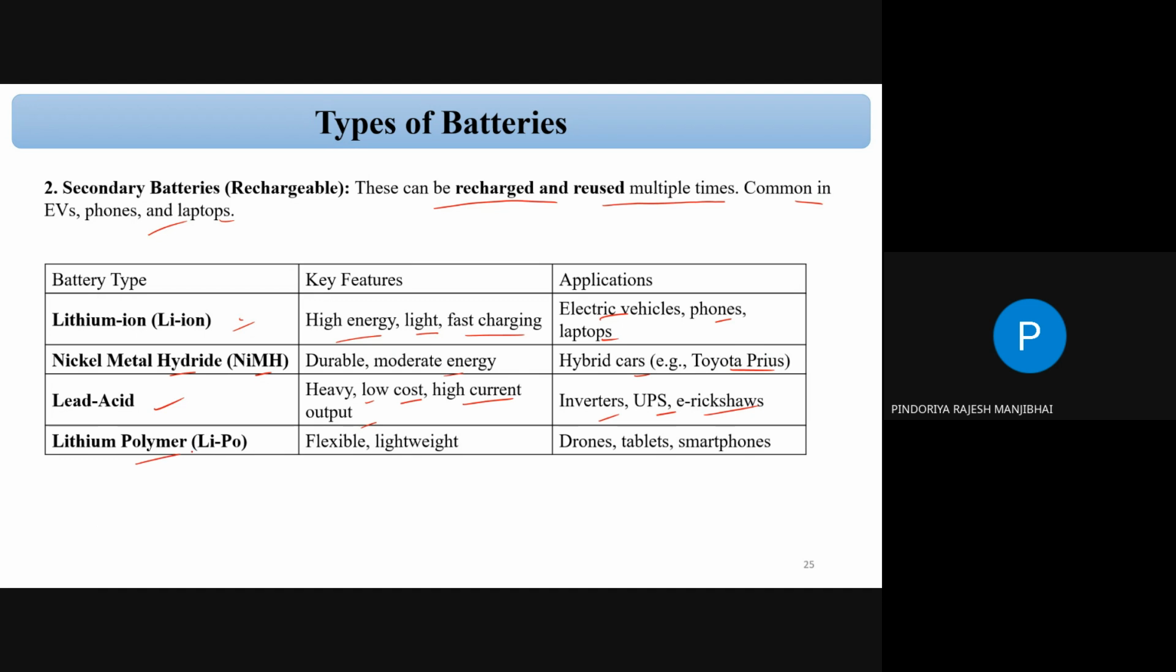Lithium polymer battery: flexible and lightweight. Drone, tablet, smartphone normally use the lithium polymer battery. Because lithium ion battery has a subcategory also. So we will see the subcategory of the lithium battery in the next slide.